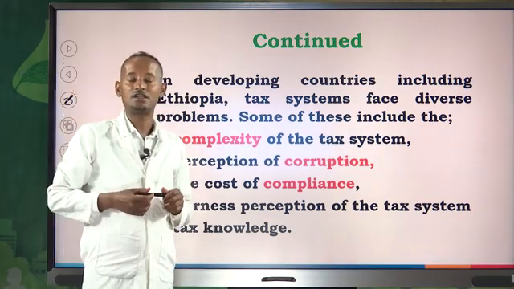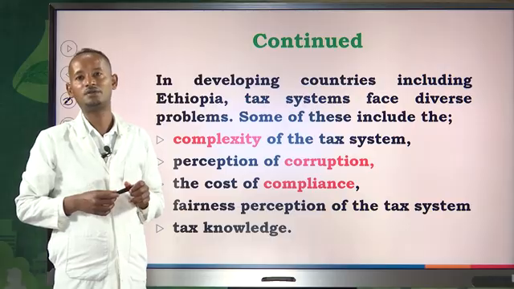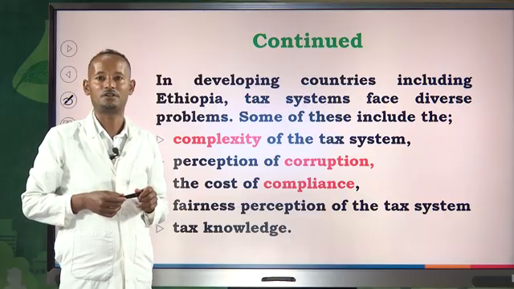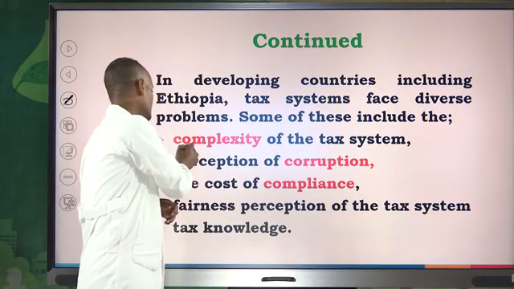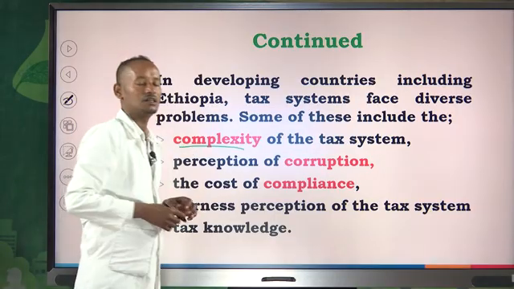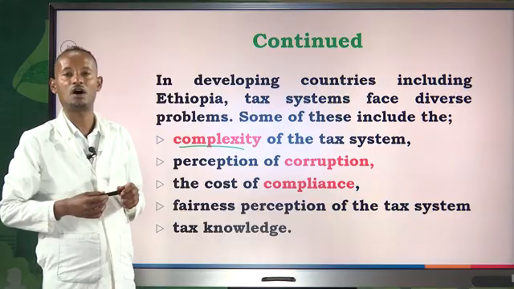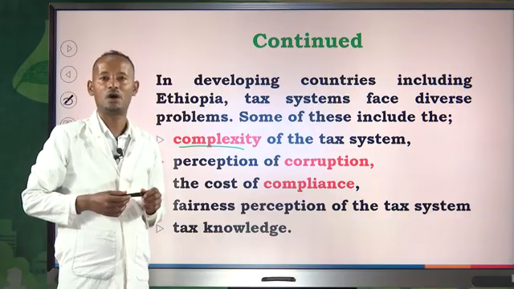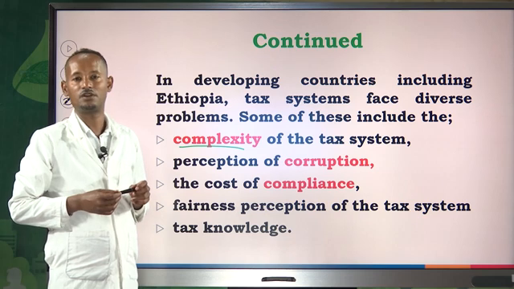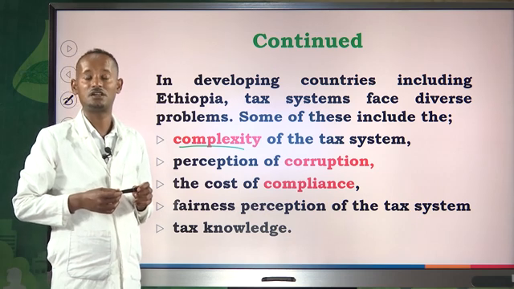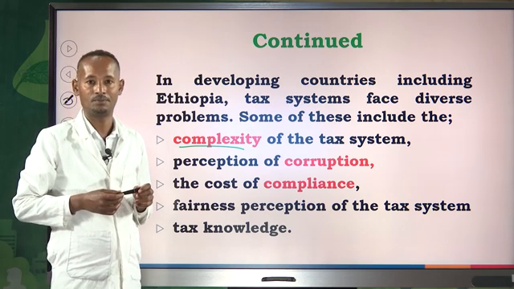In developing countries, including Ethiopia, tax systems face diverse problems. Some of these problems include the complexity of the tax system. The tax system is more complicated, and it is difficult to administer and difficult for the taxpayers to understand. This is one of the major problems of tax systems in developing countries like Ethiopia.